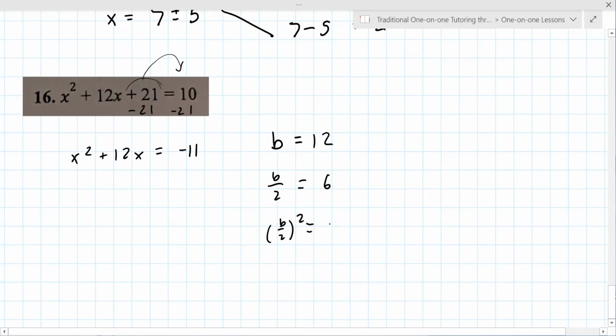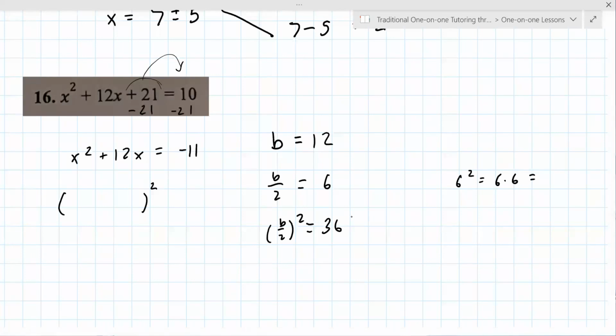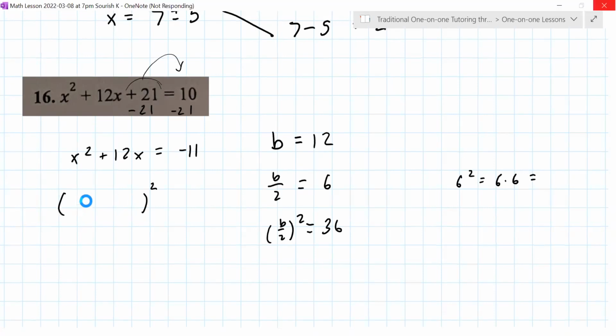6 squared means 6 times 6. 36. Good. So now on the left here, what goes inside parentheses? It's one of these 3 numbers. X plus what number? What goes in here? Plus 6. X plus 6.